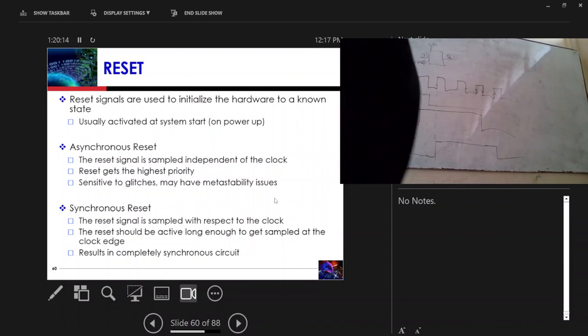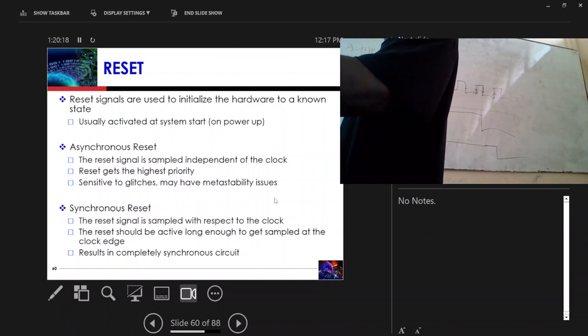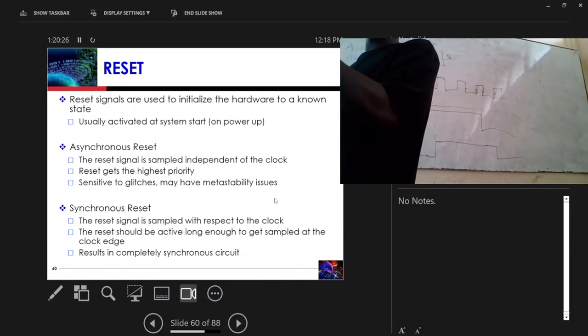So, the last part. The reset can come in, but the Q has to wait for the positive edge before it goes low. Understood?